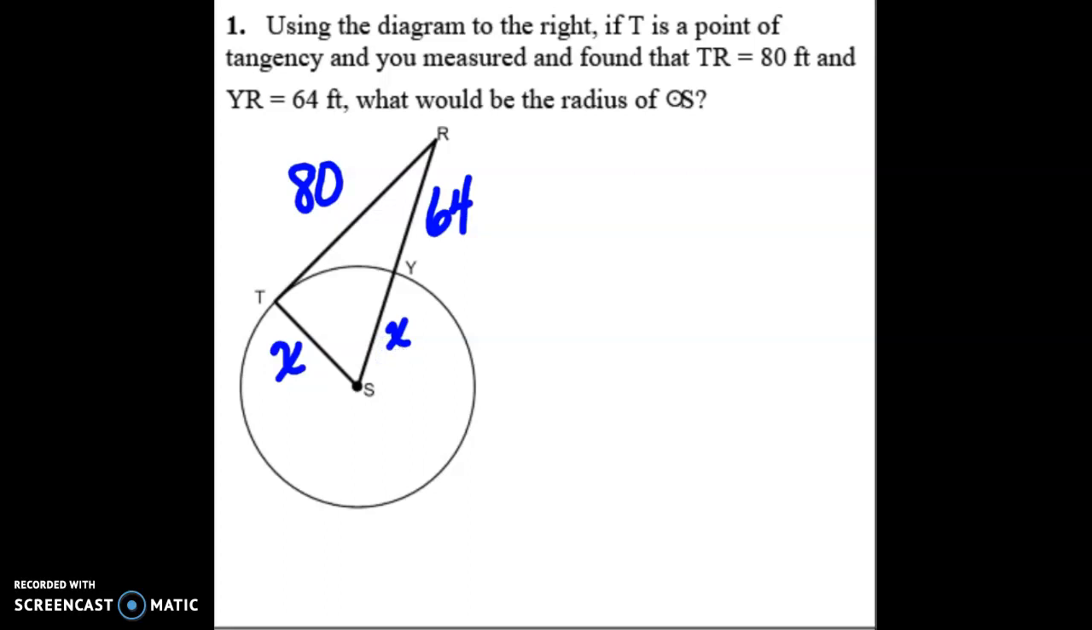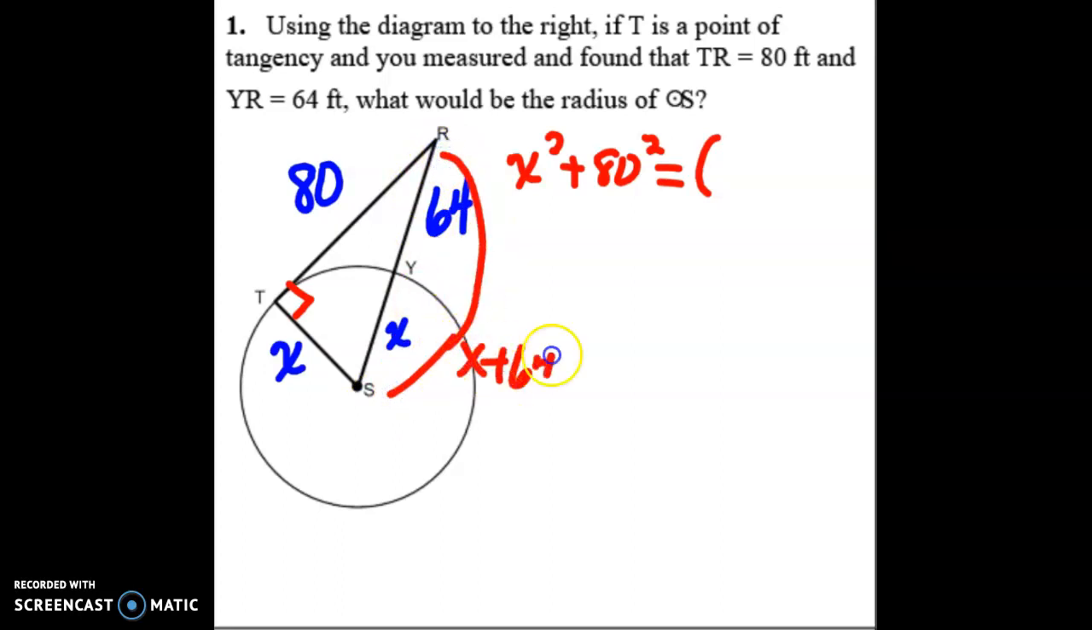Because we know that T is a point of tangency and it's connecting to a radius, this is a right angle. So to solve this problem, all we're doing is Pythagorean theorem. We're saying leg squared plus leg squared equals the hypotenuse, which would be X plus 64. This whole thing, would be if you added them together. And we'd have to square it.